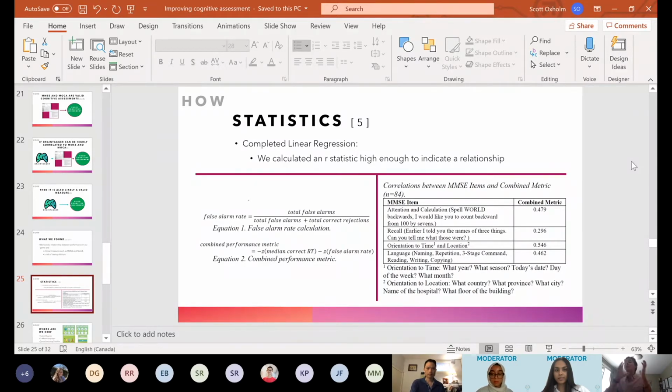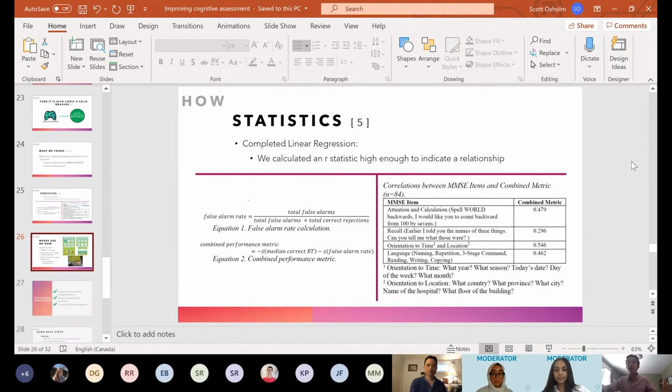From there, I want to direct your attention over to the table. There's a lot going on, but I want you to focus in on that right-hand column with numbers labeled combined metric. Those are the correlations between the Mini Mental State Examination and our combined metric, and they were found to be high enough to indicate a relationship. So this is how we got to where we are.